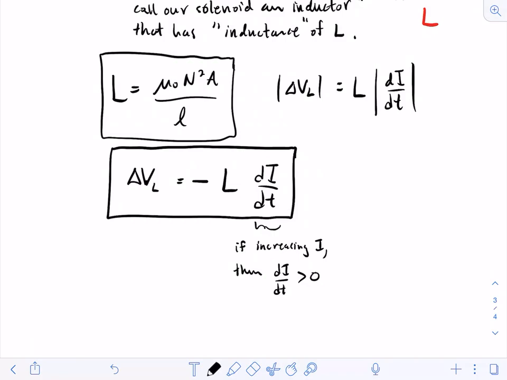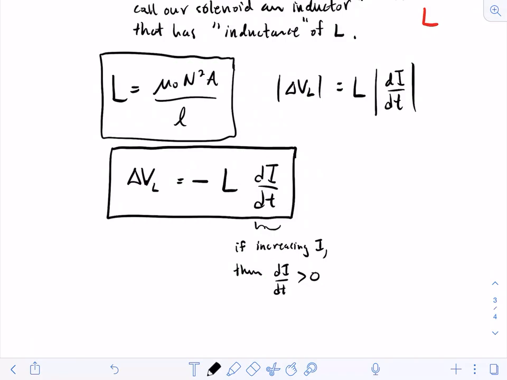Okay, so if you did the opposite, if you said, okay, let's imagine that the current was decreasing, then to sustain the flux that we originally had, we would reverse the direction of the induced magnetic field, which would reverse the direction of the induced current, which would make the voltage difference across our solenoid positive.